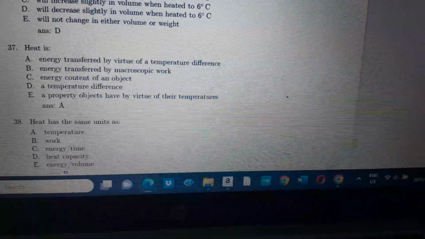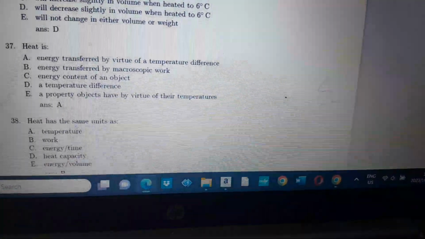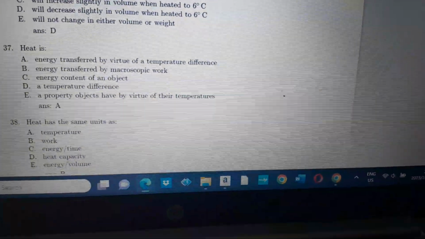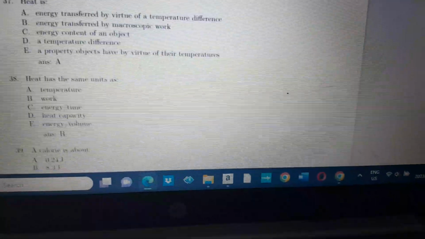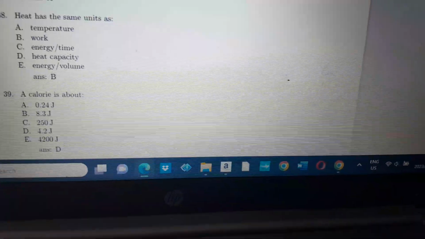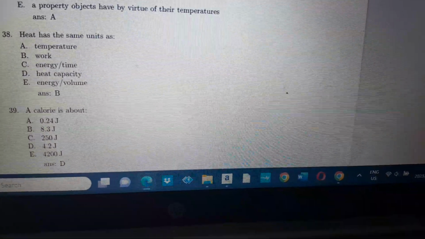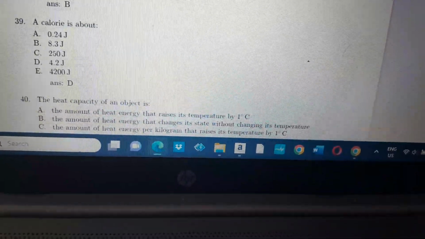Heat is energy transferred by virtue of a temperature difference. Heat has the same unit as work, joules. A calorie is about 4.2 joules.